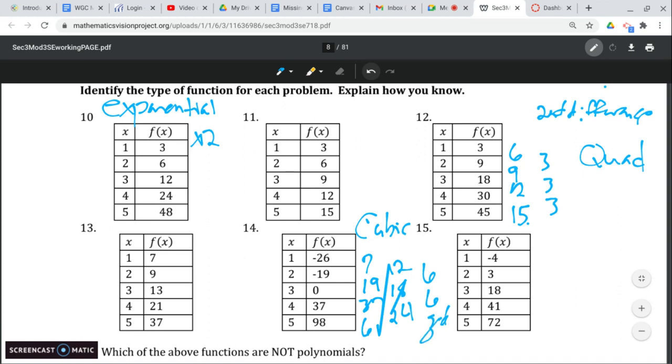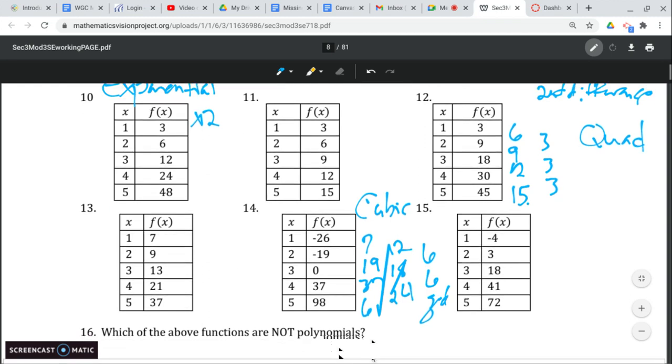Okay? So those are the different functions we have. Remember, we also have linear. That's when the first differences are all the same. So keep that in mind.